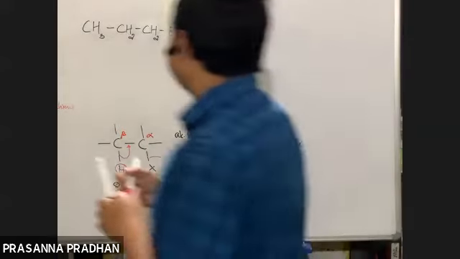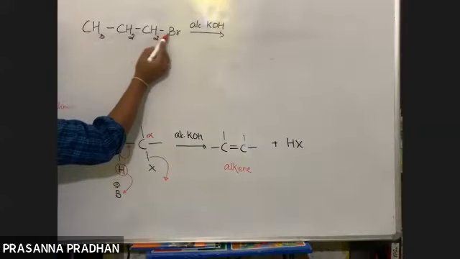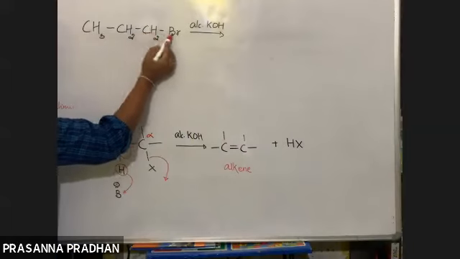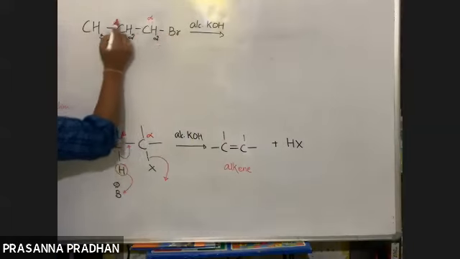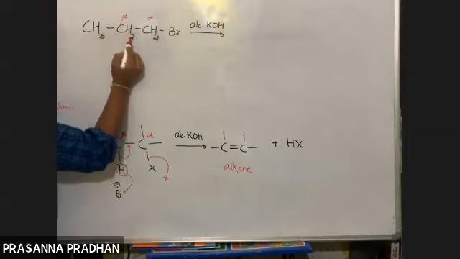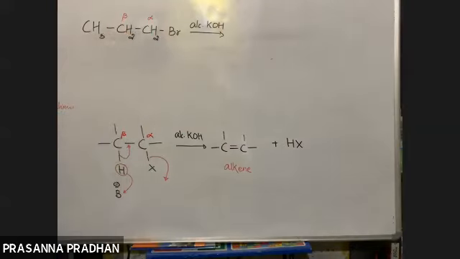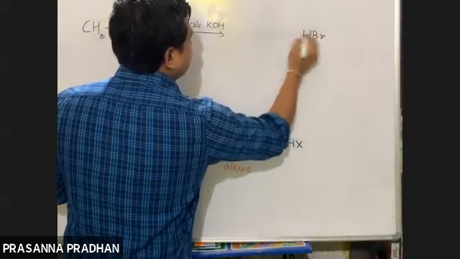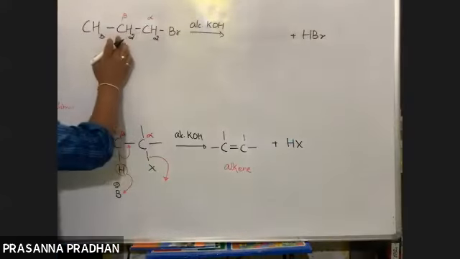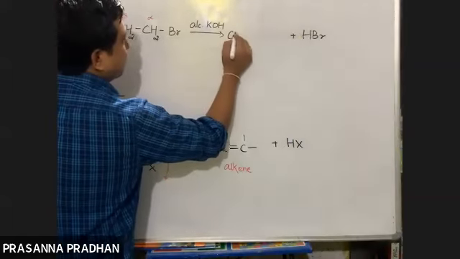How does elimination occur? The carbon which is attached to halogen is known as the alpha carbon. From the alpha carbon, there will be a loss of halogen. And from the beta carbon, there will be a loss of hydrogen. That means HBr is going to get lost. HBr is getting eliminated. And in between the alpha and the beta carbon, a double bond will form.